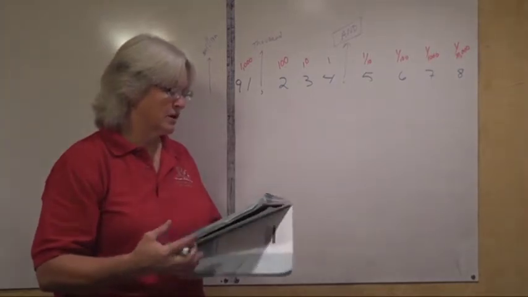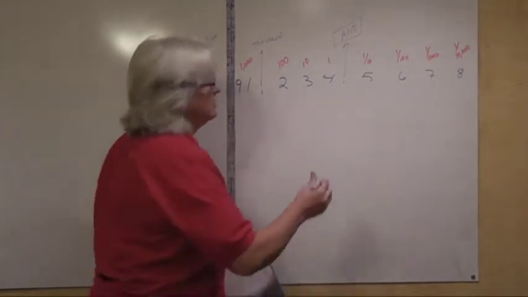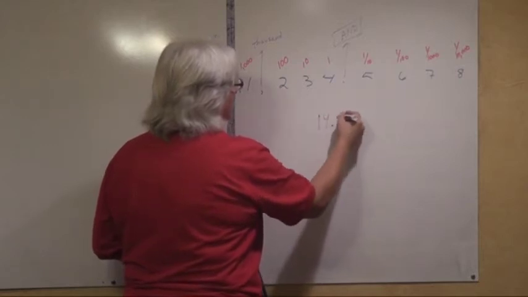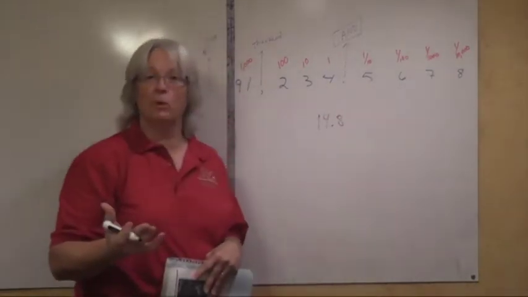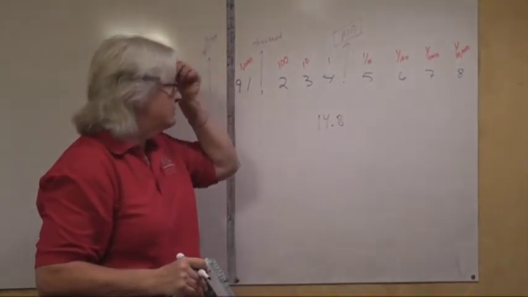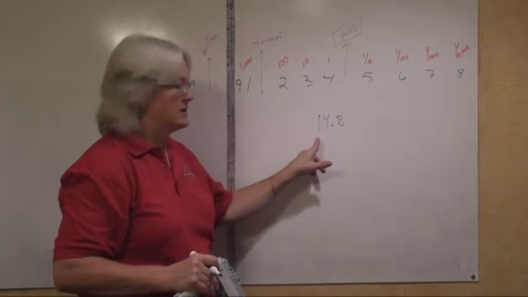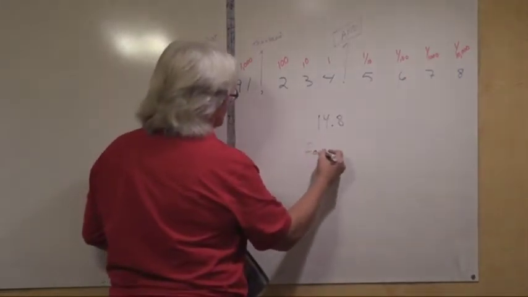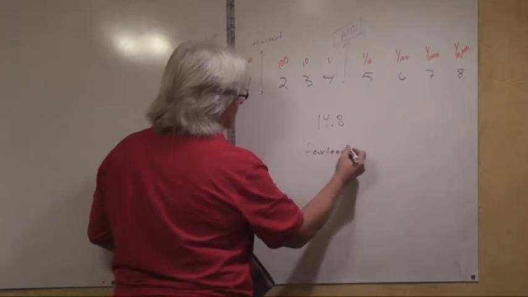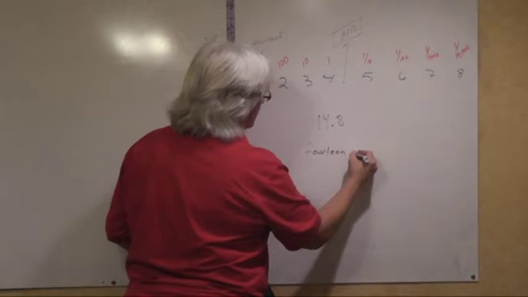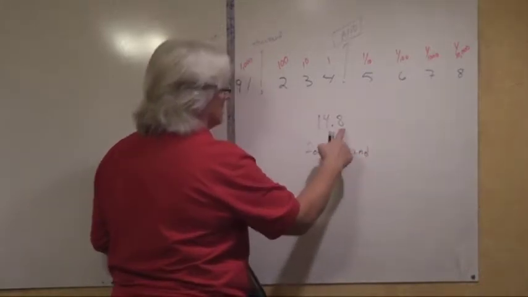For example, it says write a word name for the following decimals. 14.8 would probably be how we would name this number, 14.8. But they want you to be sure that you can say that this number would be written 14. What's the name of the decimal? His name's "and." 14 and 8.